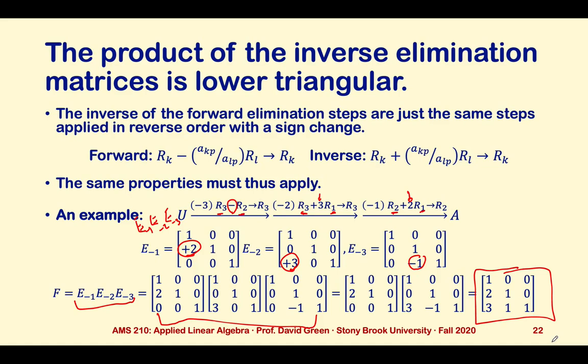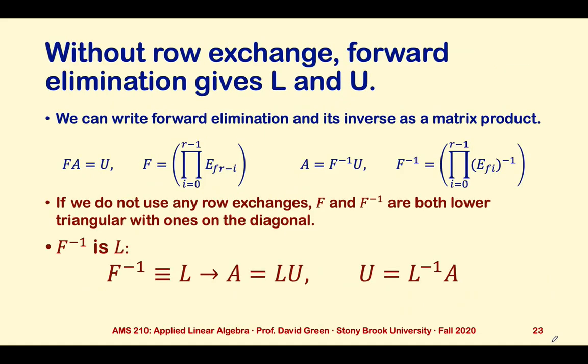So what we have here is we've now seen that both the matrix corresponding to the forward steps of elimination and the steps corresponding to the reverse of that process, the inverse of that, are lower triangular matrices with 1s on the diagonal if we don't use any row exchanges. Right? This is an important point. How did we get to this point? We only used the standard elimination steps. We didn't look at any row exchanges.